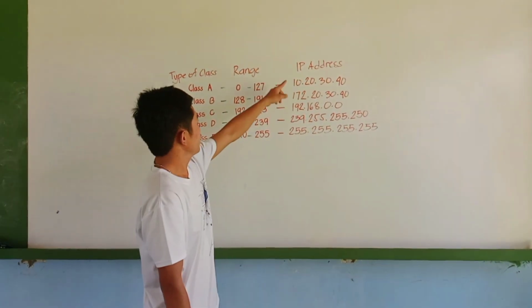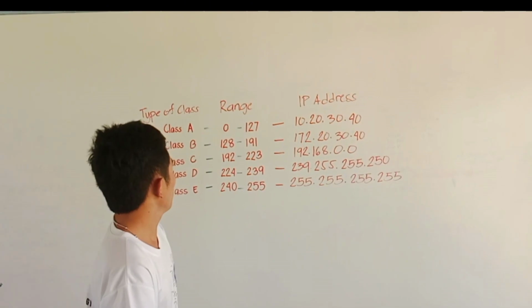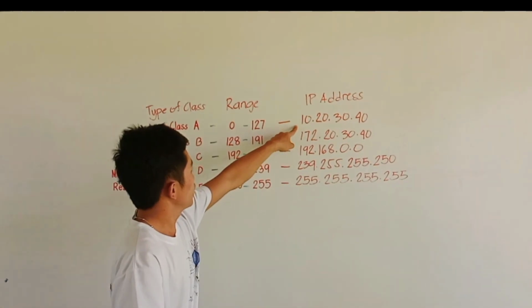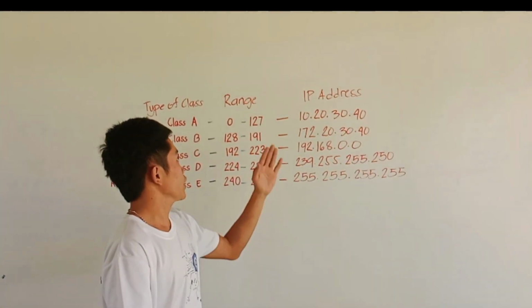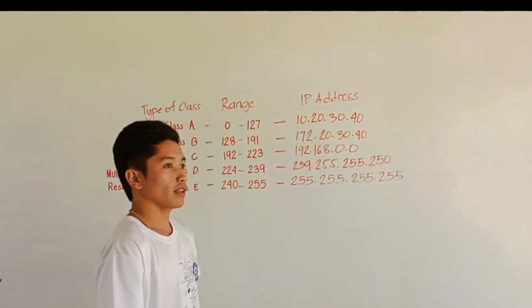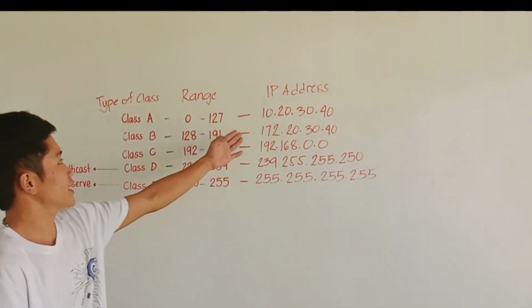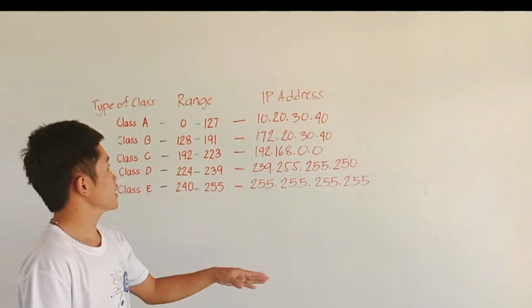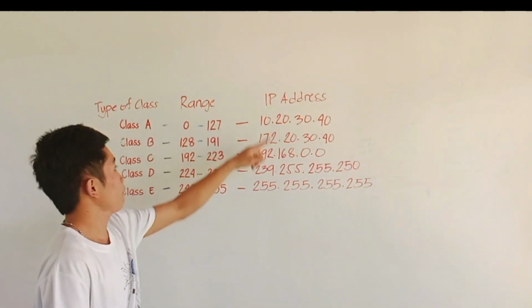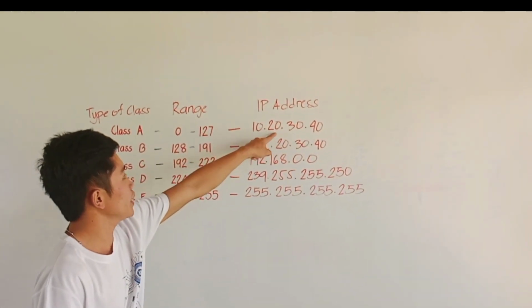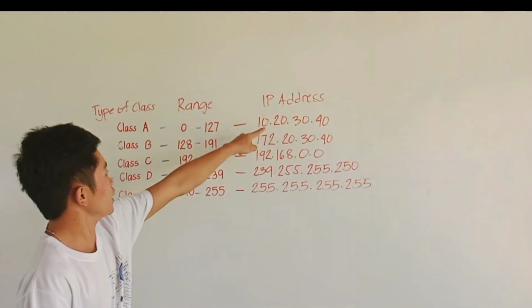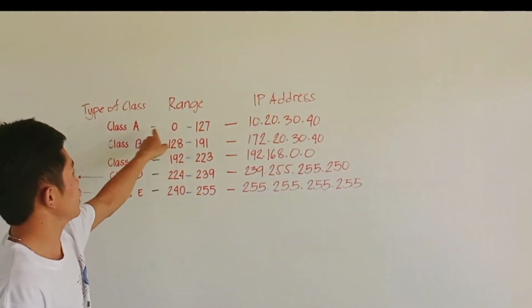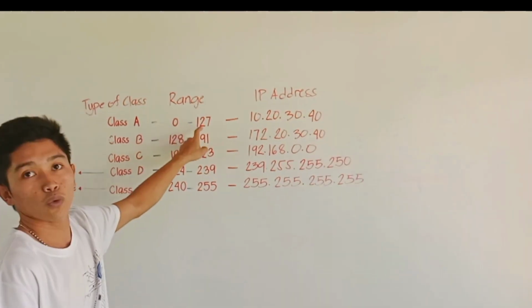So here is the example for the IP address. As you can see, the range of class A is 0 to 127, so we can determine the type of class of an IP address. We can determine the class of each IP address by the first octet. So in this IP address, 10.20.30.40, the first octet belongs to class A, because the range of class A is 0 to 127.